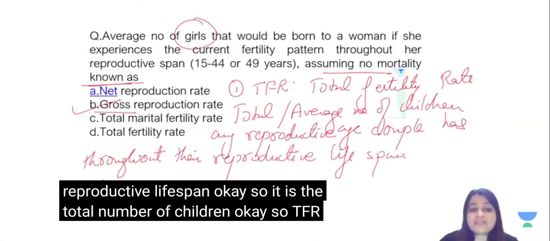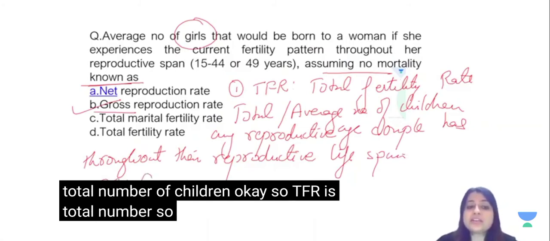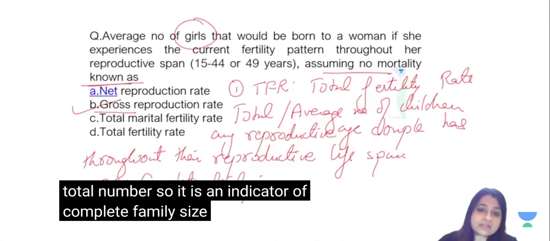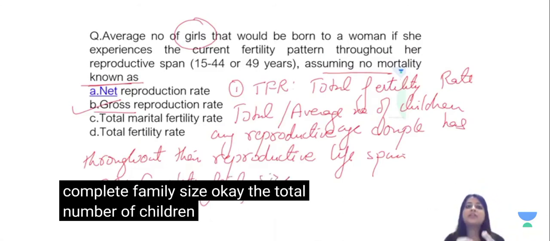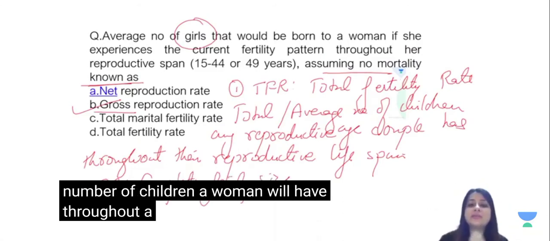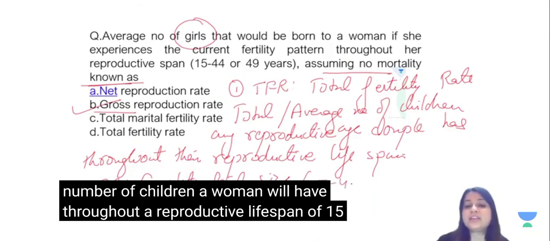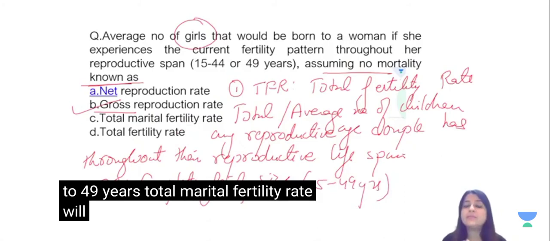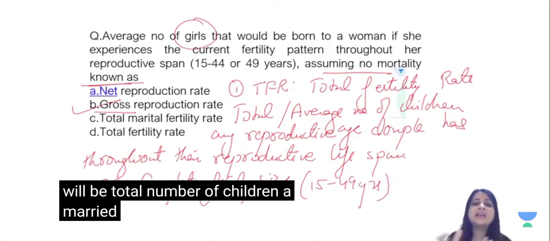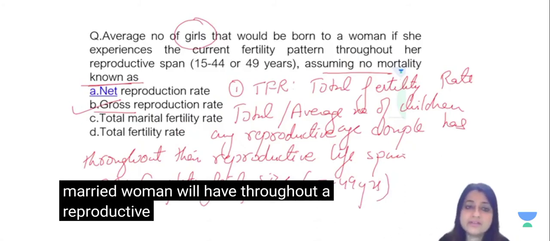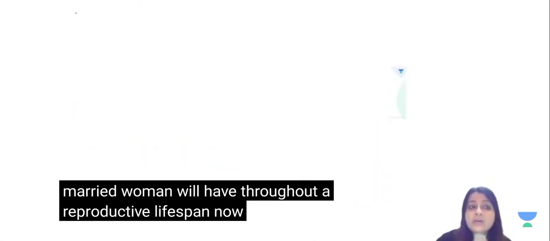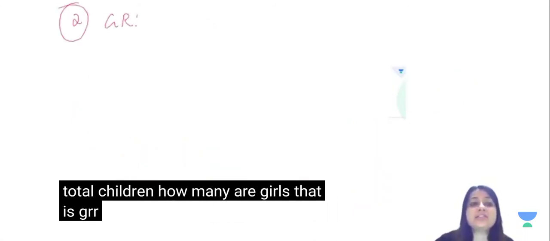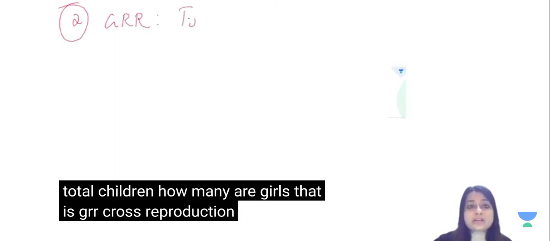So TFR is the total number, so it is an indicator of complete family size. The total number of children a woman will have throughout her reproductive lifespan of 15 to 49 years. Total marital fertility rate will be the total number of children a married woman will have throughout her reproductive lifespan. Now, out of those total children, how many are girls? That is GRR, gross reproduction rate.